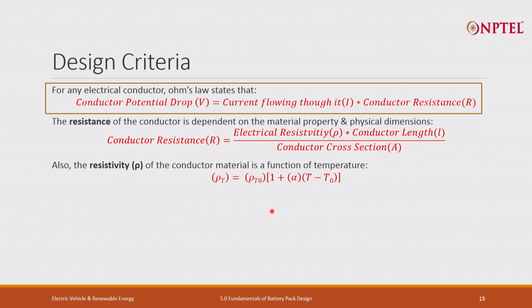The problem is that this resistivity is a function of temperature. If it were a constant, it would be quite easy to get all the solutions from this equation itself, but this resistivity is a function of temperature. And how is it related? Resistivity at any temperature T is a function of the resistivity at a reference temperature multiplied with the coefficient and delta T from that reference temperature. So, 1 plus alpha delta T, or T minus T 0.